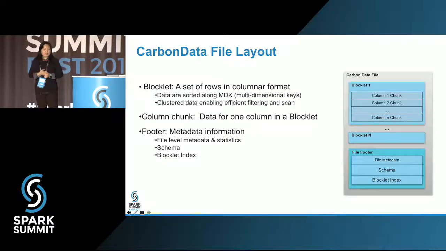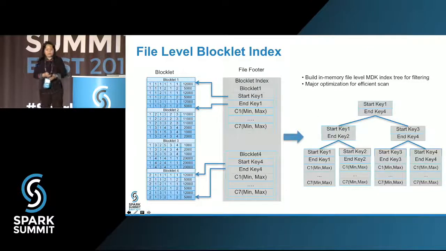When you define a carbon table, you actually pick a set of columns to form the MDK, what we call MDK index keys. During loading, data are sorted along the MDK index keys and then chopped into files and stored. At the file footer, we have some metadata information at the file level as well as the schema of the file. The blocklet index, which we're going to talk about in more detail in the next slides, is a file level index which takes advantage of the MDK index we talked about.